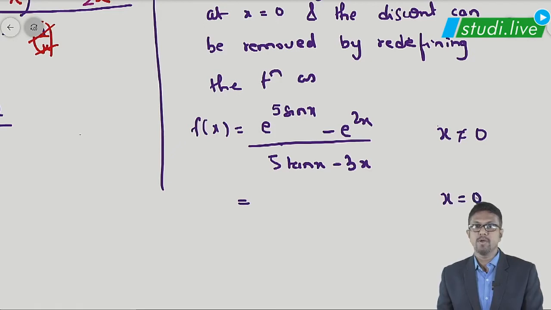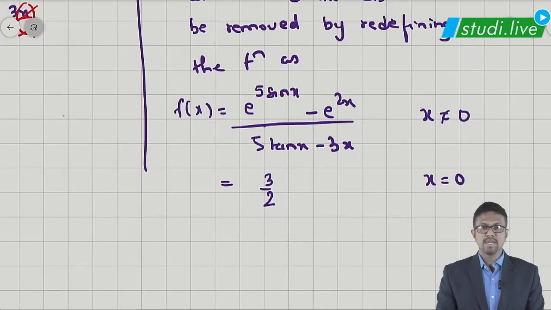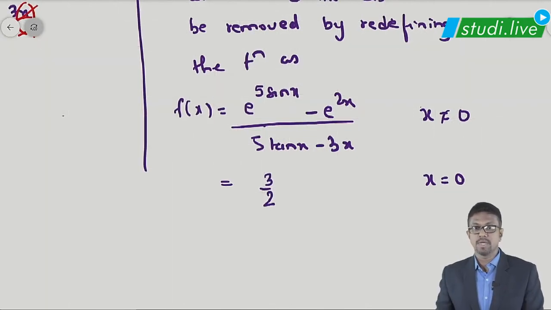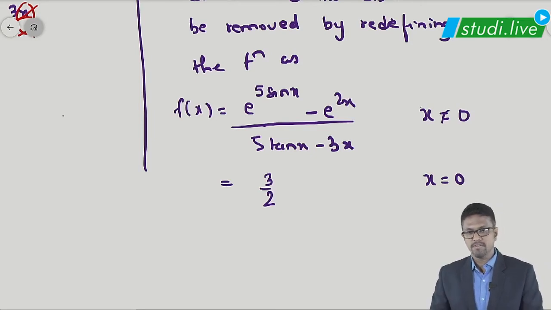So it was defined to be 3 by 4, and that is why it was coming out as discontinuous. So we will have to redefine it as 3 by 2, which was the limit value. Now we can say that the function is going to become continuous at x equal to 0. So this is how we can remove the discontinuity by redefining the function.